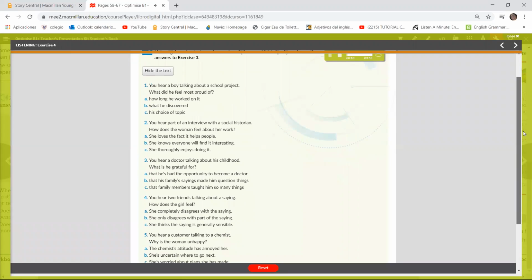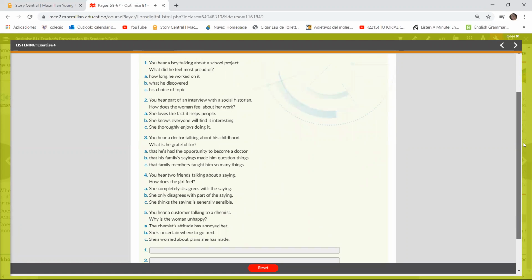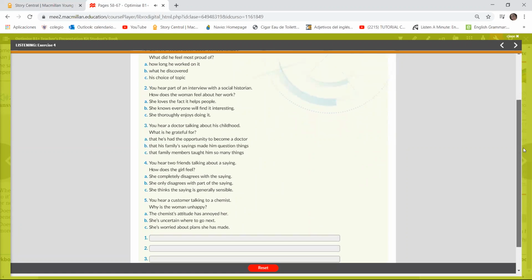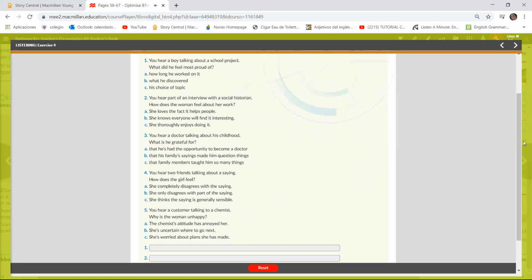You hear a boy talking about a school project. What did he feel most proud of? So, we each had to choose an old wives' tale or saying that was in some way connected to health or the human body, and we had to research it online to see if we could find out whether or not there was any truth in it.